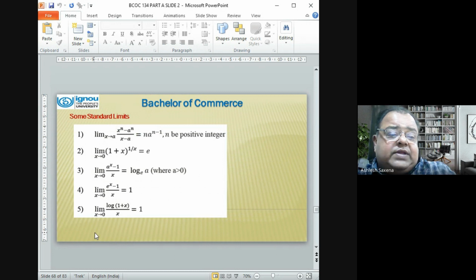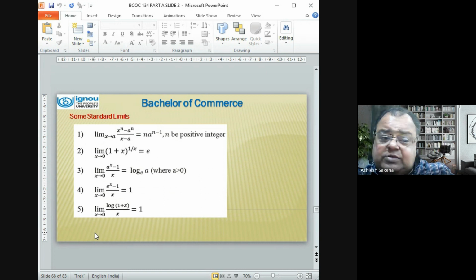Now these are some of the standard results of limits. Limit x tends to a, (x^n minus a^n) upon (x minus a) is equal to n a raised to the power n minus 1. Limit x tends to 0, (1 plus x) raised to the power 1/x, is equal to e. Third, limit x tends to 0, (a^x minus 1) upon x is equal to log base e of a.